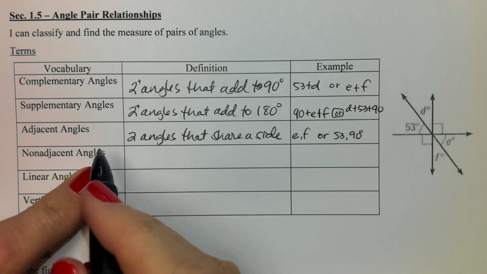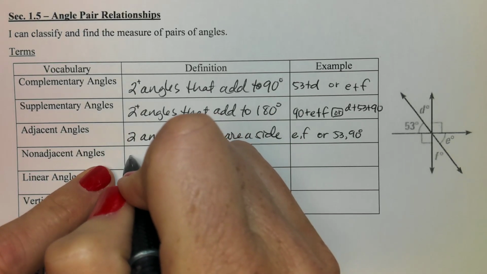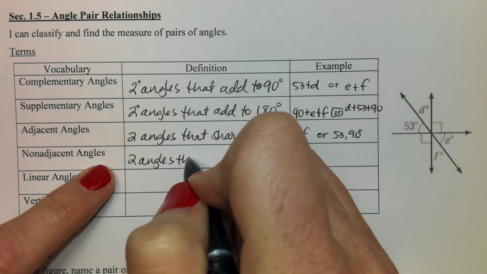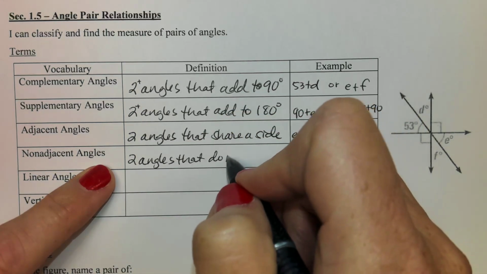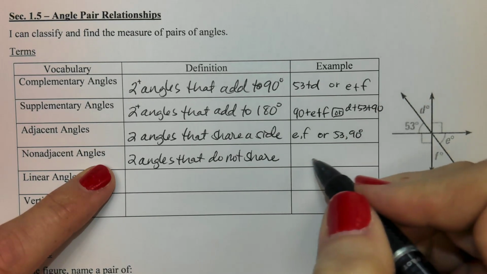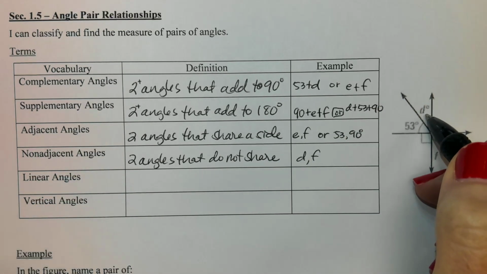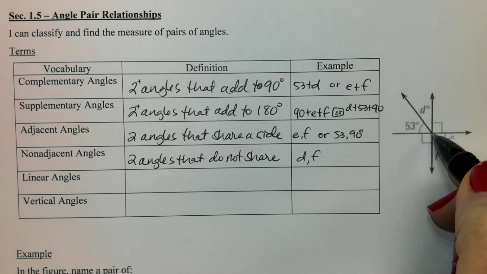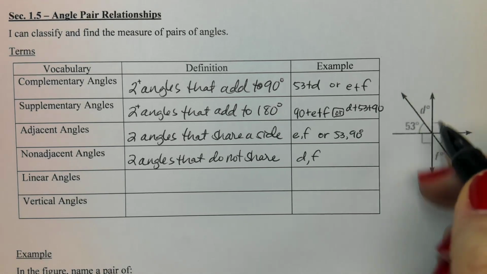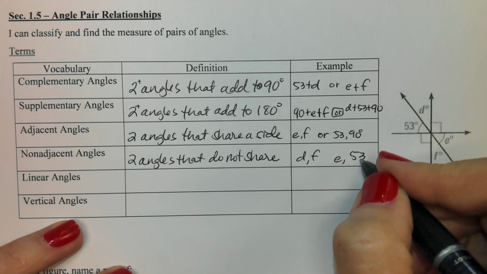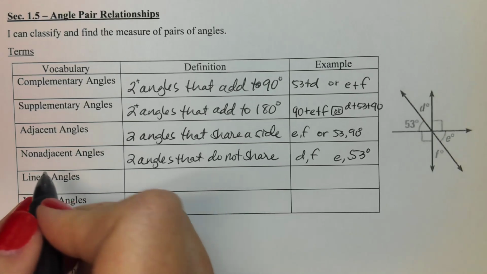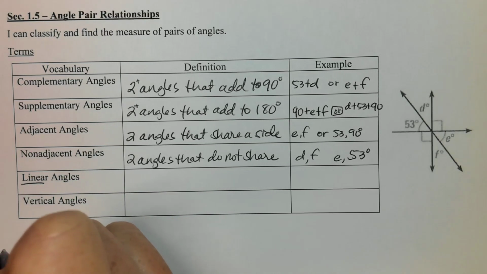So the non-adjacent would be two angles that don't share a side. Do not share. So that would be like D and F. They are completely not even connected. I mean, they touch at the vertex, but that doesn't count. Another one would be like E and 53. They don't touch at all. No shared side.